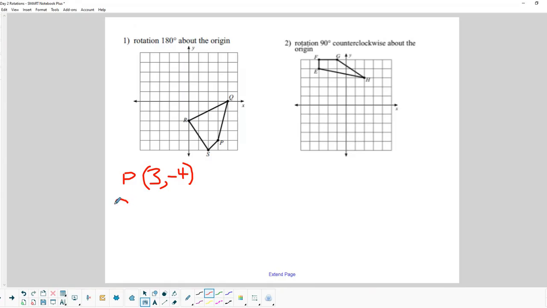And then Q, 4, comma 0. R is 0, negative 2. And S is 2, comma negative 5.